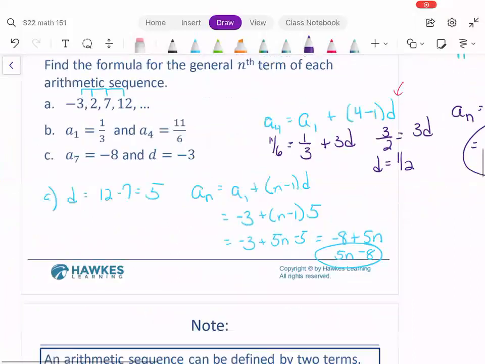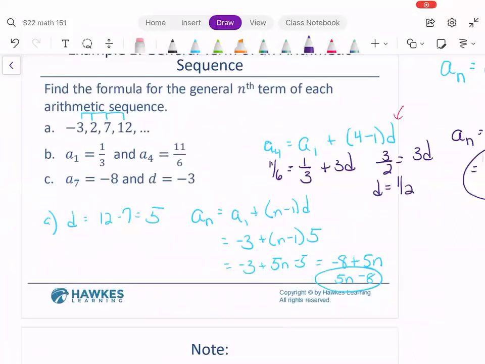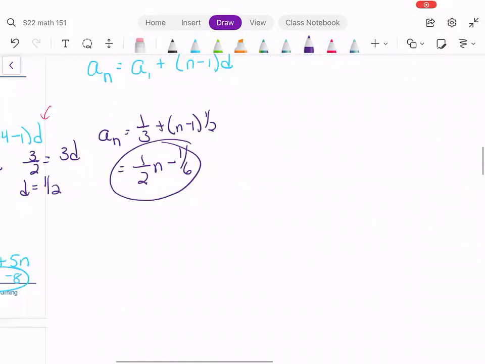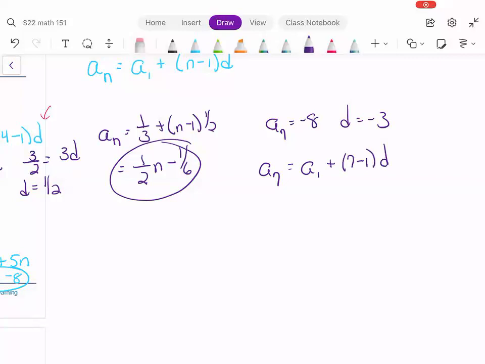Using our third example here for C, I'm going to rewrite it over here to the side. a sub 7 is -8, and d is -3. So we need to calculate a sub 1. a sub 7 is going to equal a sub 1 plus 7 minus 1 times d. We know d and we know a sub 7, so we can calculate -8 is equal to a sub 1 plus 6d. And we know that d is -3, so we can go ahead and make that substitution as well.